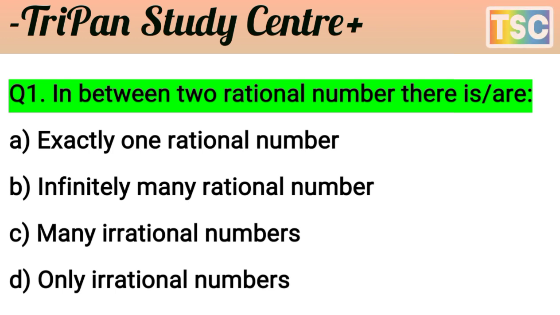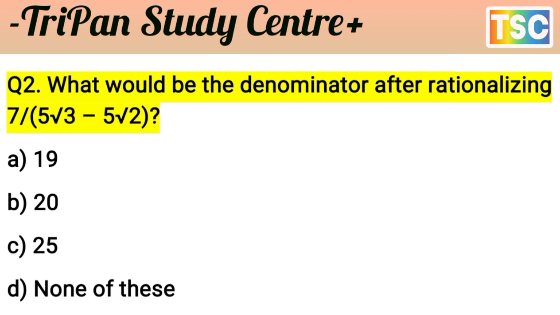Let's see the next question. What should be the denominator after rationalizing 7 upon (5 under root 3 minus 5 under root 2)? That's important. You know that we need the denominator after rationalizing. That's an important question. Solve it in your notebook first and check your answer.